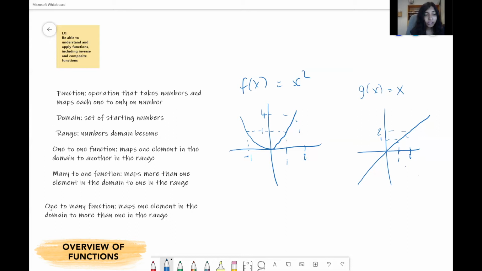Also you have one-to-many functions, and these map one element in the domain to more than one in the range. So if you have a function where for every 1 you input, you could get 5 and 6, that would be called a one-to-many function. That's just an overview of functions, and now we can go into some applications, including how we can use composite functions.